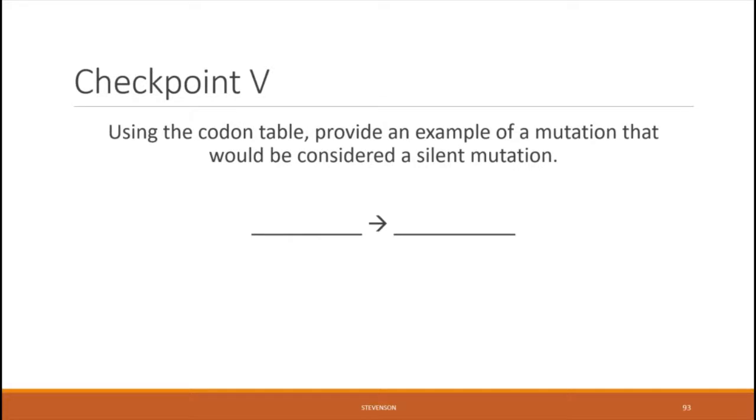Just like in the previous checkpoint, here I would like you to give me an example of a codon changing into another codon and in a way that creates a silent mutation. So one codon here, change out one of the letters for the next codon, but it can't change the amino acid.